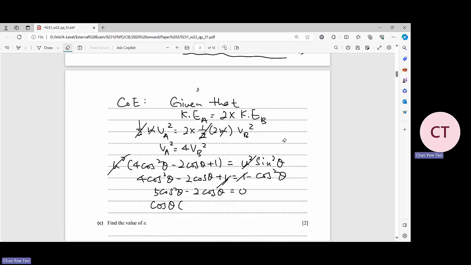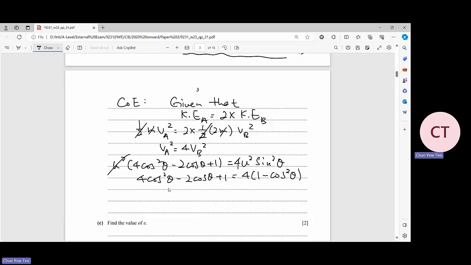Hey, I'm so sorry. I forgot to times 4. Okay, I made a mistake. This one is a 4. Okay, there's a 4 here. I forgot the times 4. So this one, it will be wrong here. So this one, it will be 4 times 1 minus cos square theta.